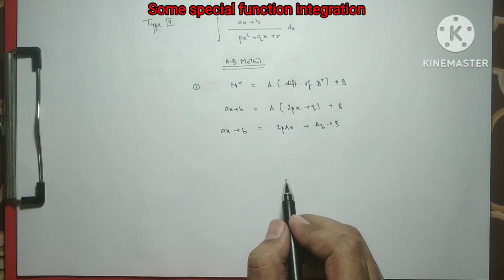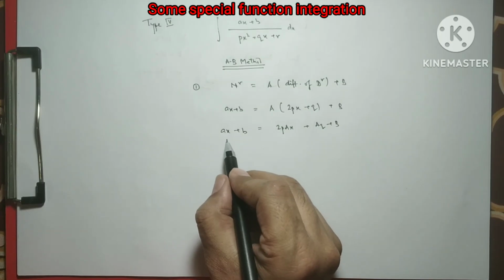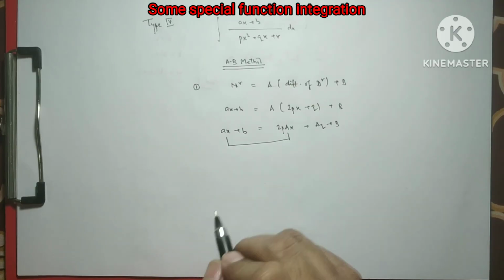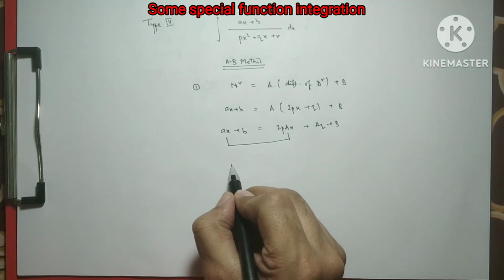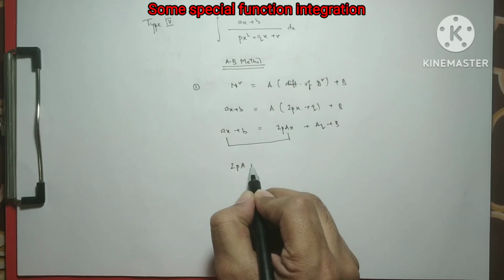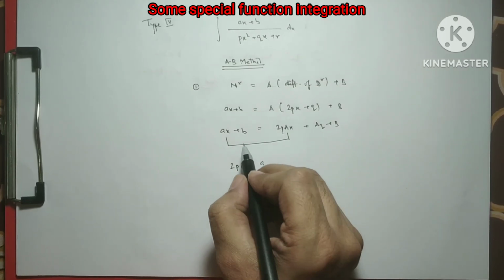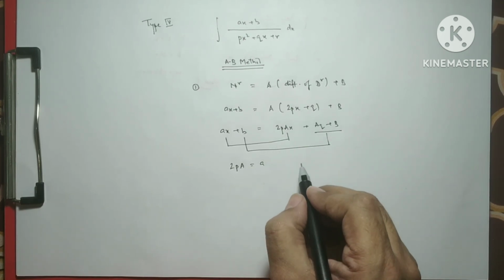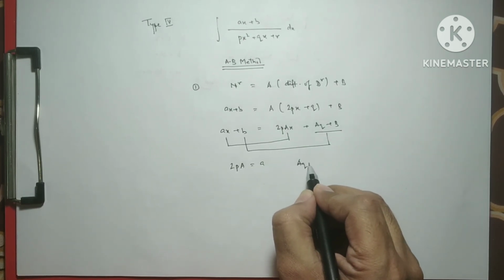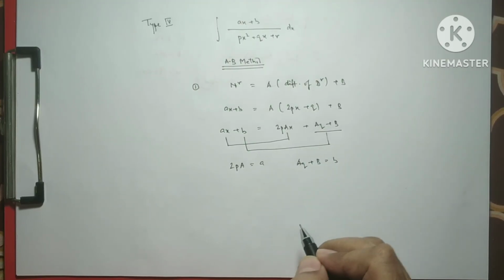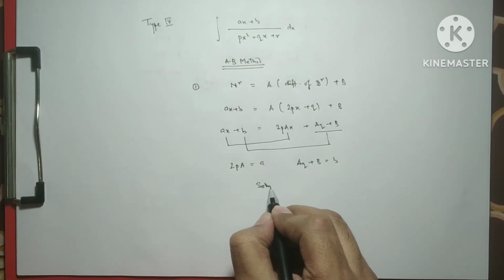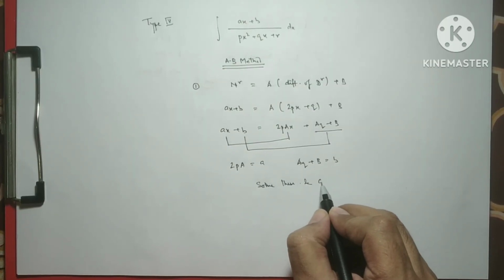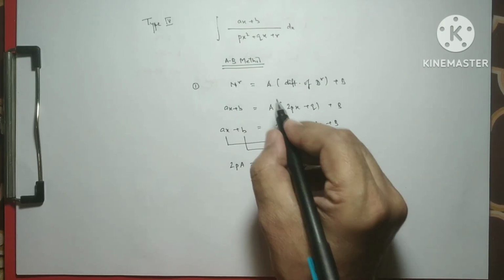Right, now we will do a smart technique. We compare the multiples of x. So we get 2pA equals a. And second, we compare the constant part without x. So we get Aq plus B equals b. Then we solve this and collect the values of A and B.